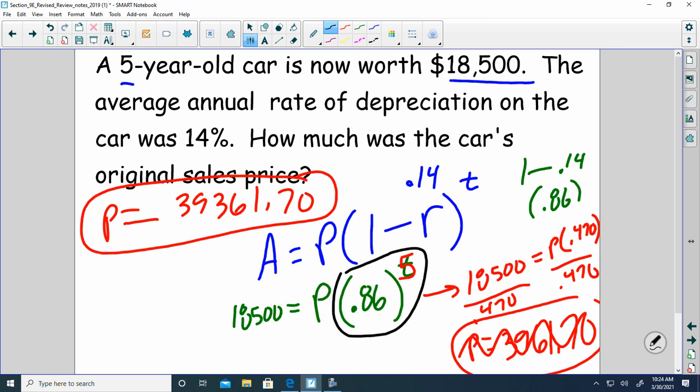I will make sure I give you all of the rate equations, the PERT and the 1 plus or minus R raised to the T, the 1 plus or minus R over N raised to the NT, things like that, where it's the number of times compounding.